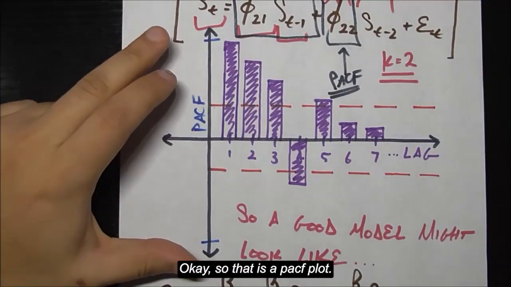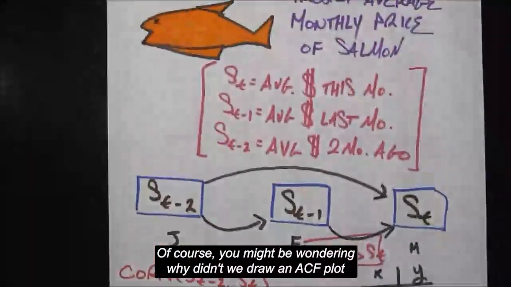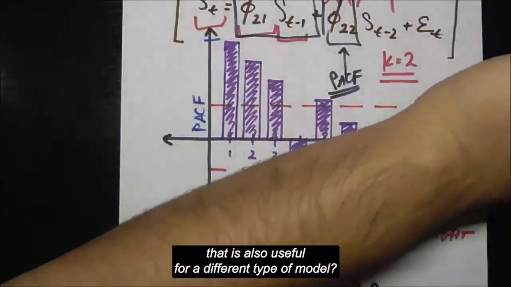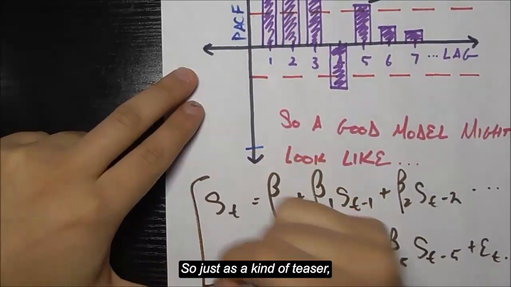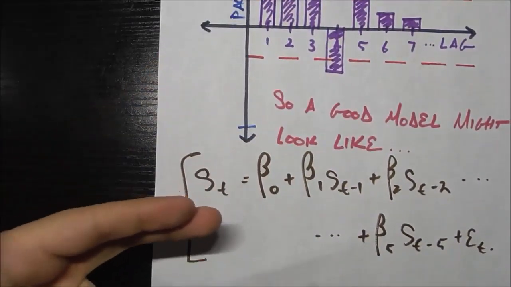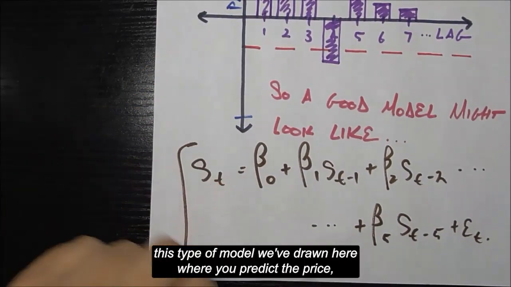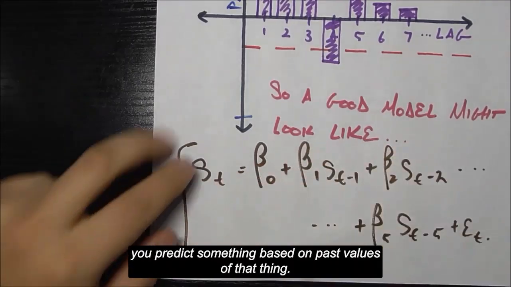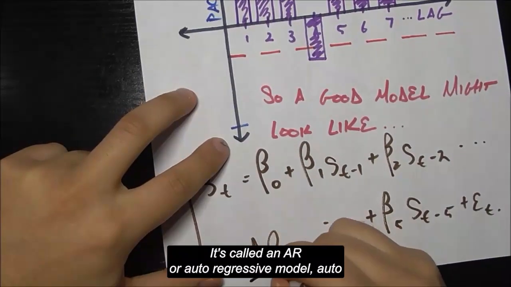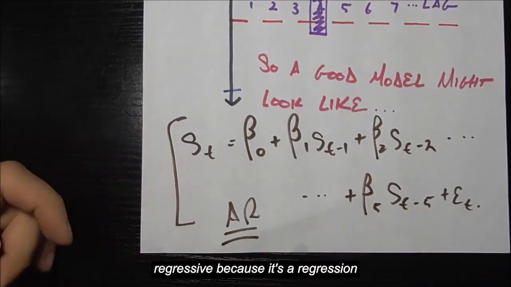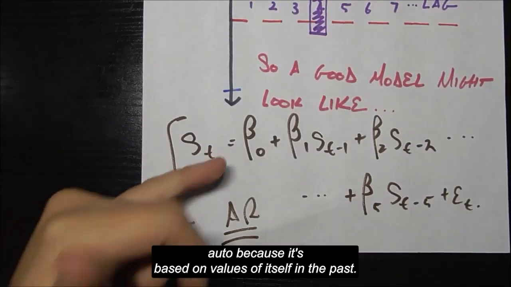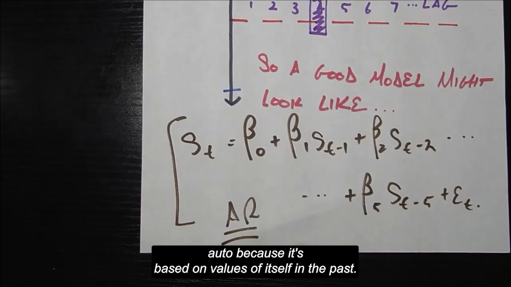Okay? So that is a PACF plot. Of course, you might be wondering, why didn't we draw an ACF plot? That is also useful for a different type of model. We'll get there in the future. So just as a kind of teaser, this type of model we've drawn here, where you predict something based on past values of that thing, is called an AR or autoregressive model. Autoregressive because it's a regression, auto because it's based on values of itself in the past.